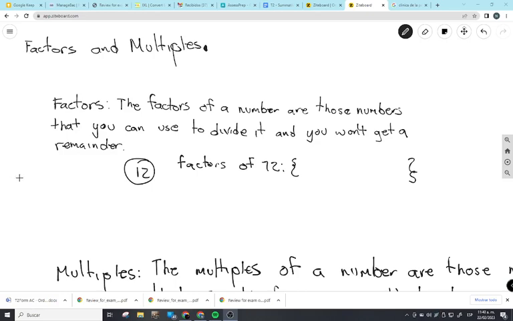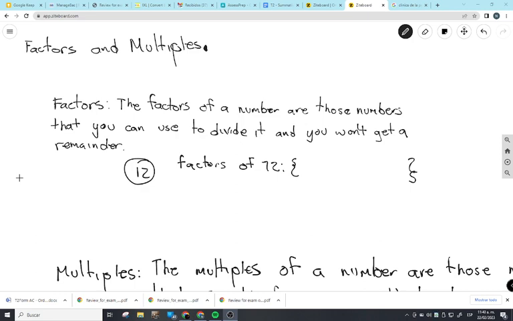Good morning, kids. So, in this video, I am going to try to explain to you the concept of factors and multiples. It's a really simple but important concept that you will need from now on in your academic life.